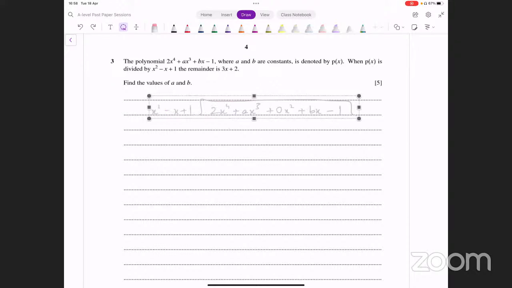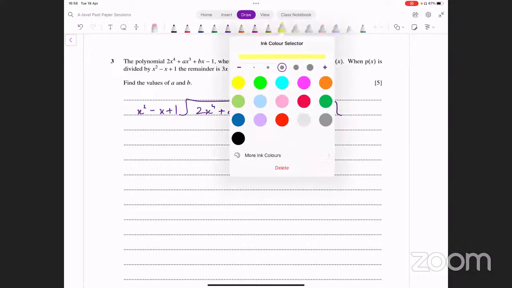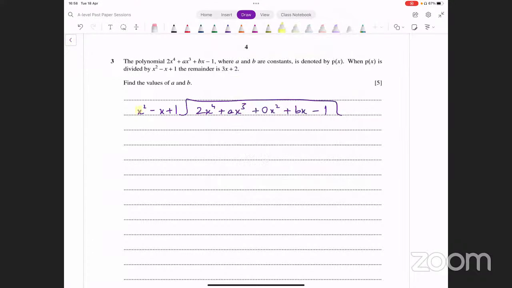Now, what do we multiply x squared by to get 2x raised to the power 4? So we need to think about this. What do you multiply x squared by to get 2x raised to the power 4? You have to multiply by 2x squared. Okay? Now let's multiply this whole expression by 2x squared and see what that gives you. 2x squared into x squared, that's 2x raised to the power 4. Minus x into that, that's minus 2x cubed, and then plus 2x squared.